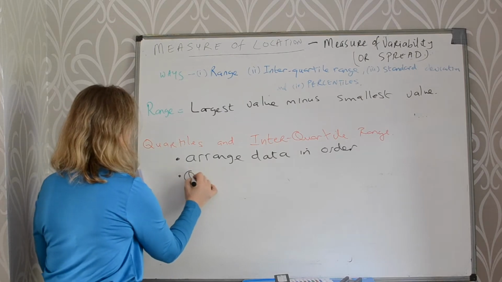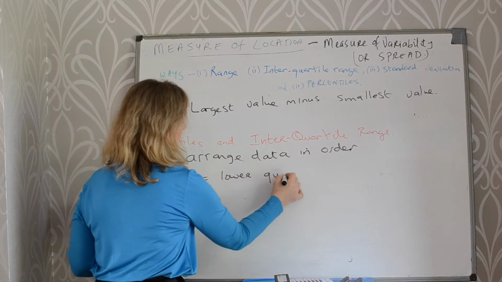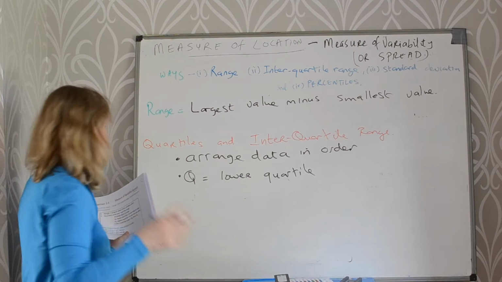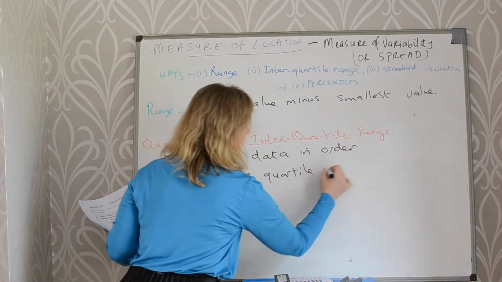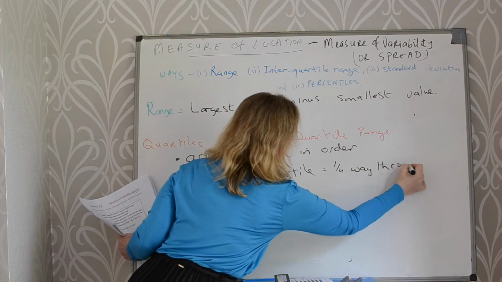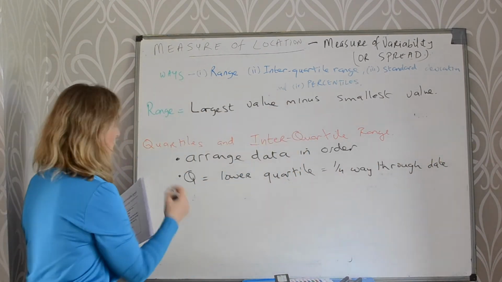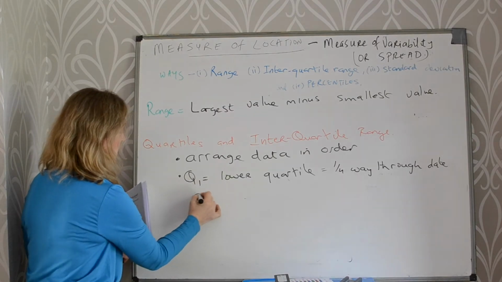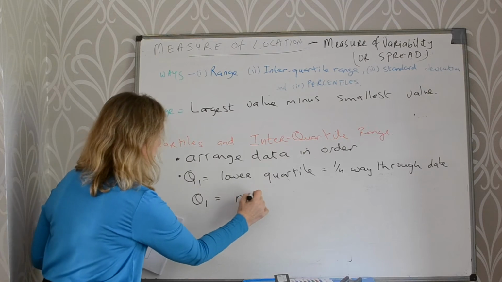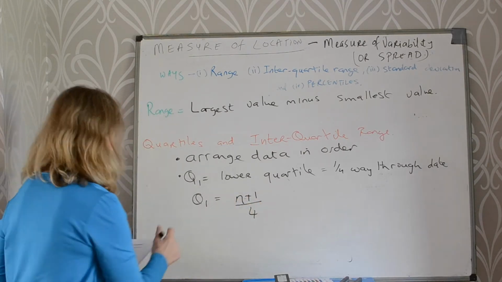So Q1 is what we call our lower quartile. It's the smallest quarter of your data, so it's a quarter of the way through the data. To get Q1, it's simply the number of data, n, plus 1, divided by 4, because it's the first quarter.